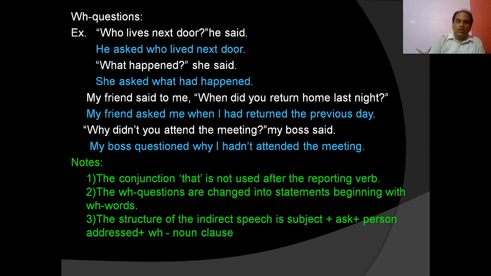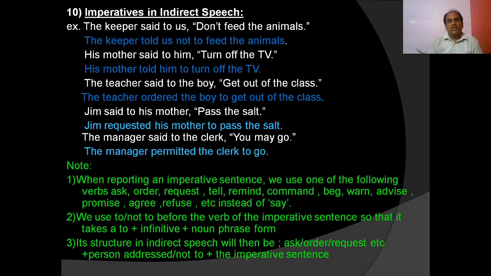Okay. So let us see the imperatives in indirect speech. How to change imperative sentences from direct to indirect. The keeper said to us, do not feed the animals. You see, do not feed the animals is the imperative sentence and it is in direct speech. How to change it? The keeper told us not to feed the animals. The comma is removed, the inverted commas are removed, and the reporting verb said is replaced by told, and you see, not to is used when reporting an imperative sentence.